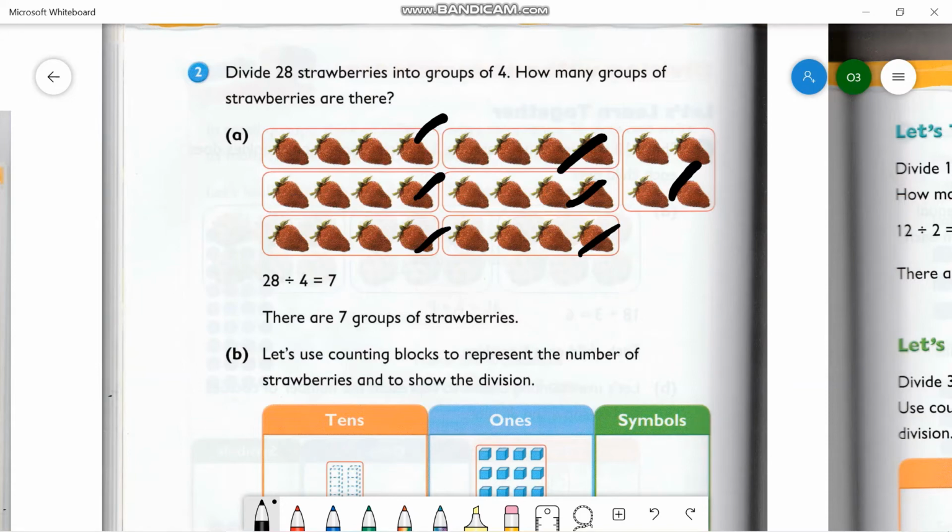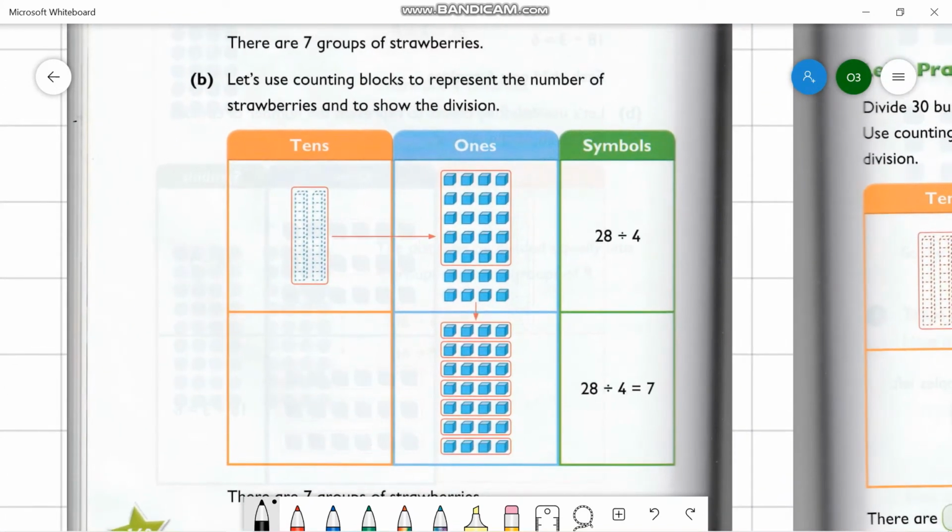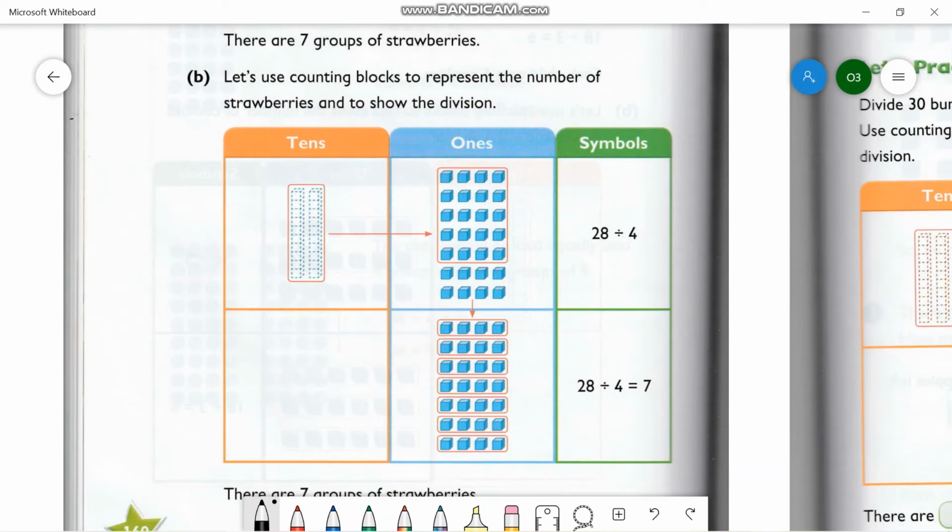So there are 7 groups. Okay, so for letter B, it's the same with number 1. We can use counting blocks to represent the division equation. So in 28, there are 2 tens.